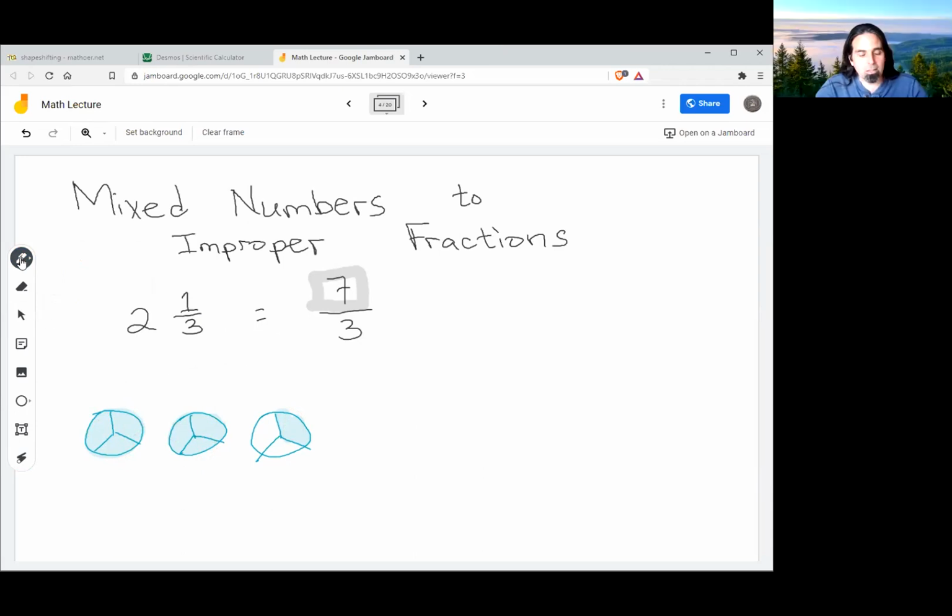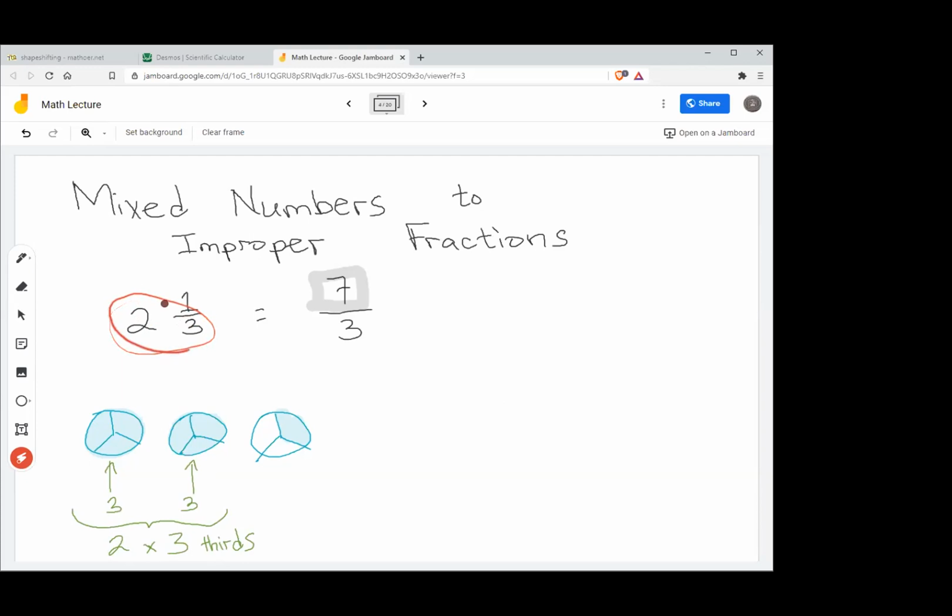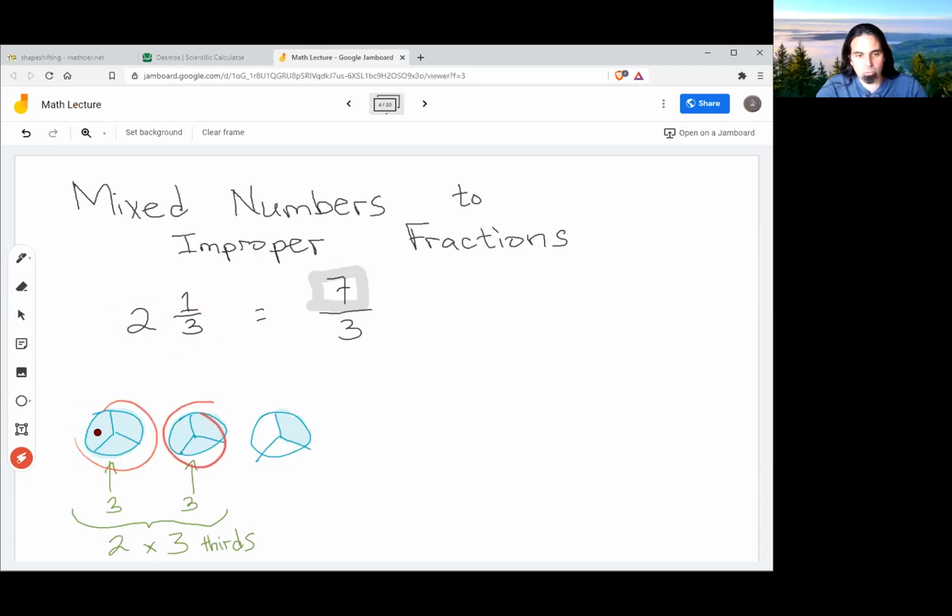So what did I do? This was 3 pieces, and this was 3 pieces. So together, I have 2 times my 3 pieces. Every time I have a whole number, I'm going to get 3/3. So that's why I have 2 times 3 in my process. This is my 2 times 3. Here's 1, 2, 3. Here's 1, 2, 3. I have 2 3s, I get 6. And then I add back the 1/3 that was just floating off to the side as my part of a pie.